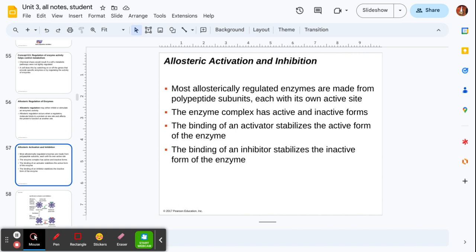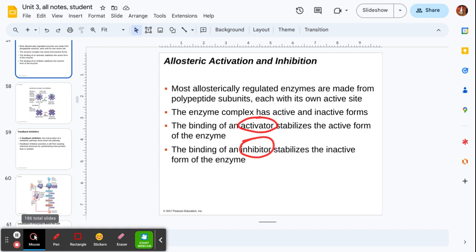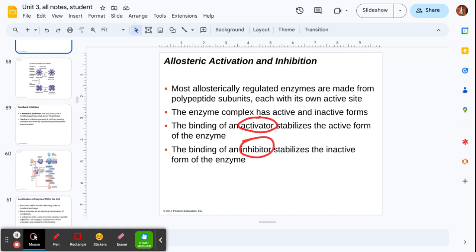There are activators and there are inhibitors. But when we're talking about inhibitors in this case, we're not talking about the non-competitive inhibitor that is harmful, that is a poison, a toxin. These are regulators. These are molecules whose job it is to regulate the enzyme's function, making sure it's turned on when it should be and turned off when it should be.